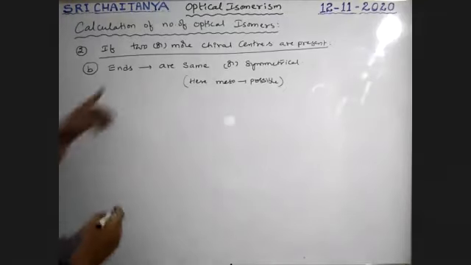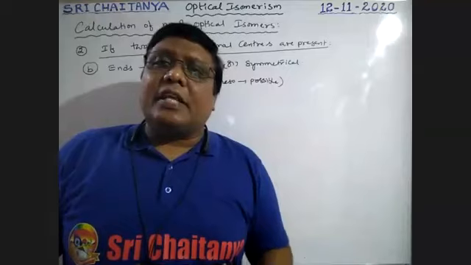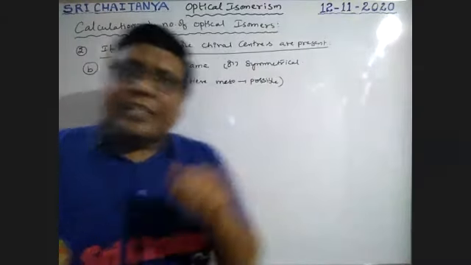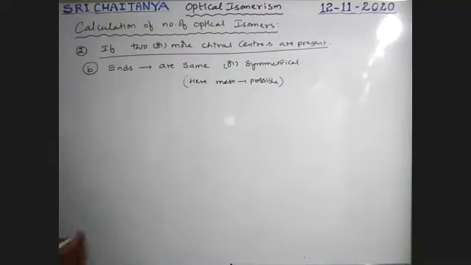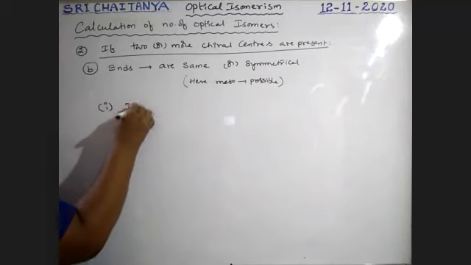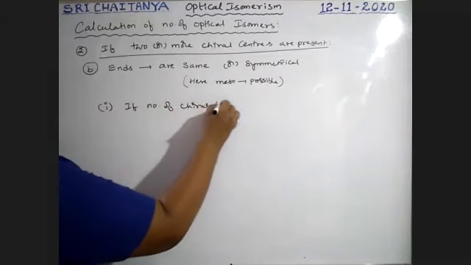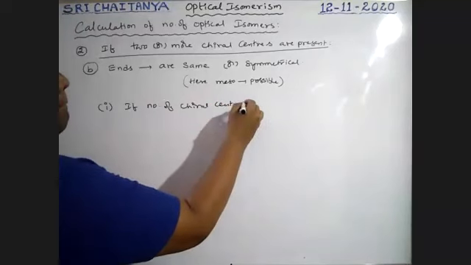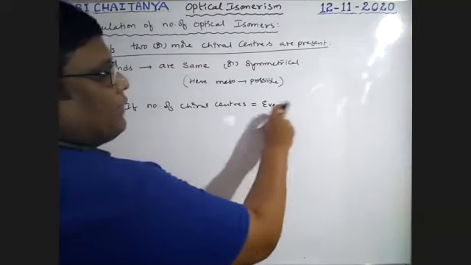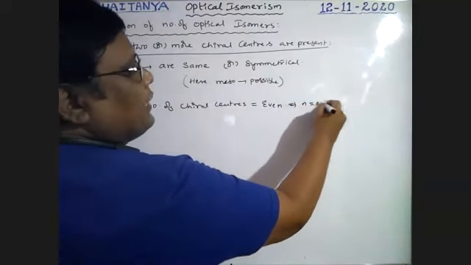Now how to calculate? Even number of chiral centers and odd number of chiral centers are different cases. For example, the first one: if the number of chiral centers is even, that implies n is even.